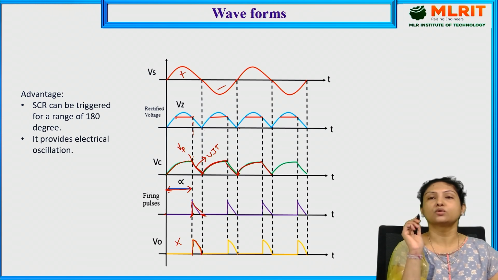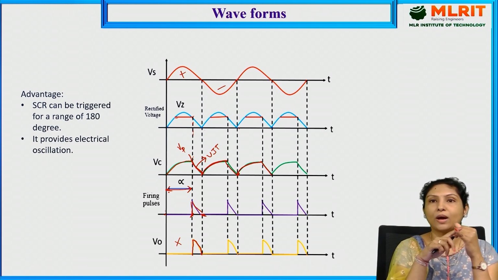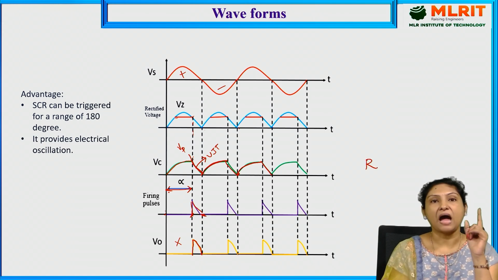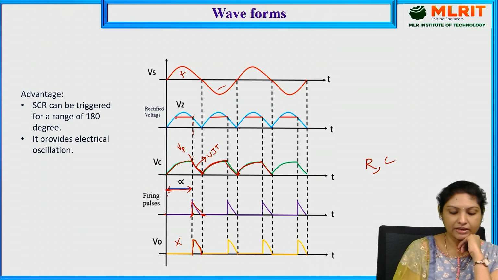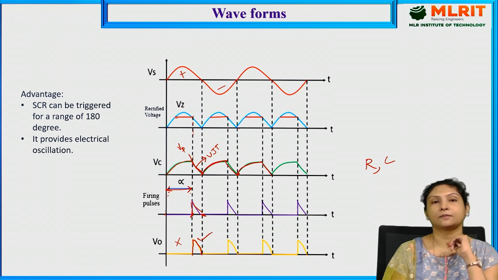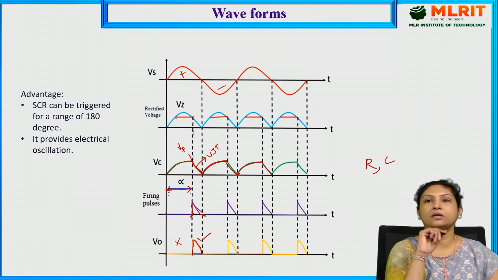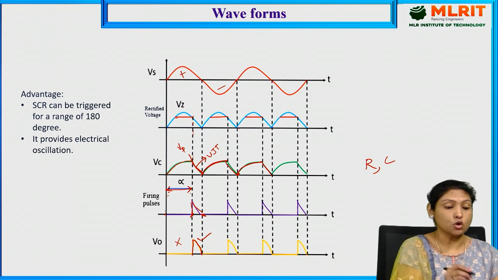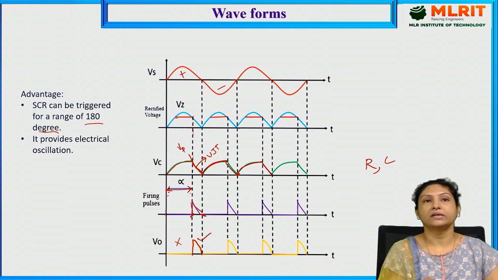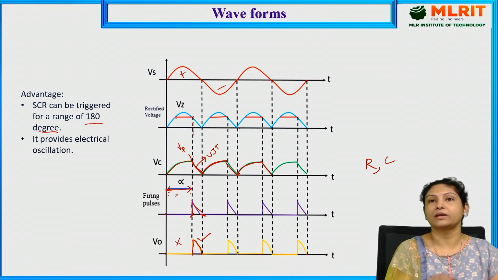We can also control the firing angle. We can vary the firing angle by varying the value of the variable resistor, as well as by adjusting the value of the capacitor, and thereby we can control the output voltage of the SCR. And what is the advantage of this UJT triggering circuit? The SCR can be triggered in the range of 180 degrees by controlling this firing angle.